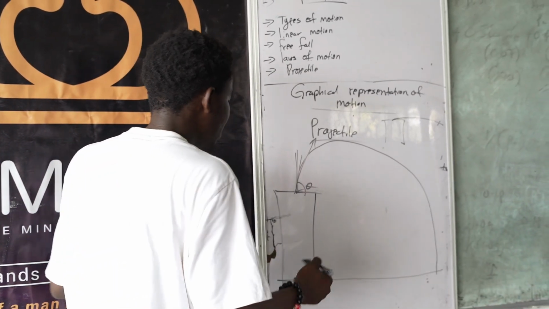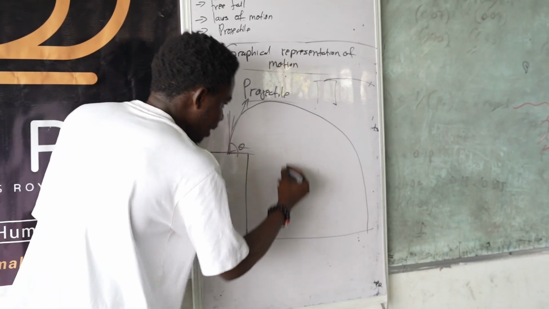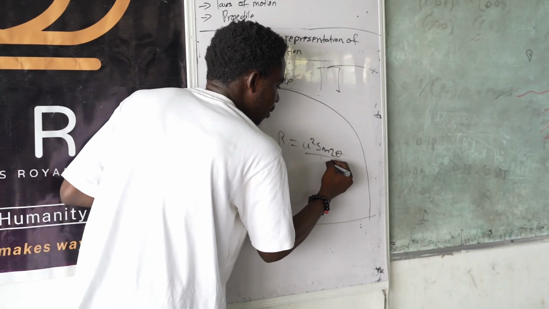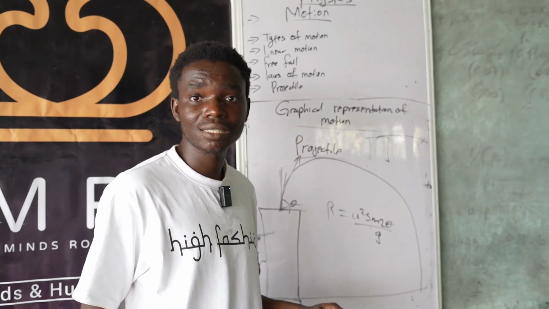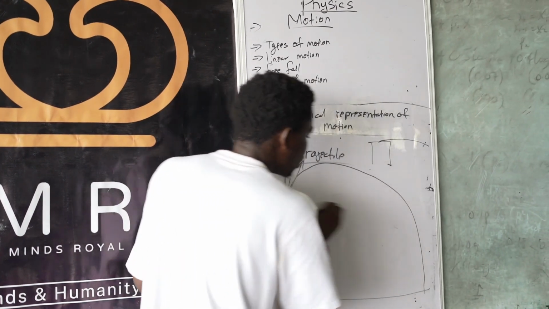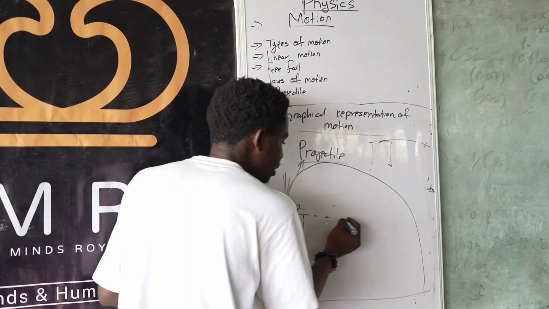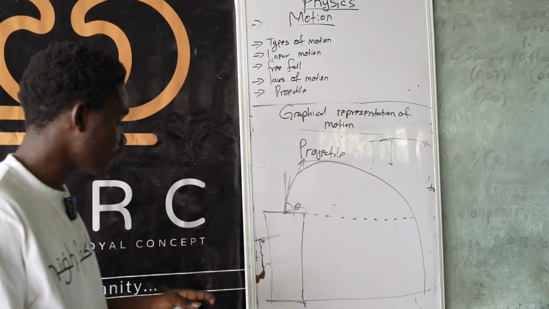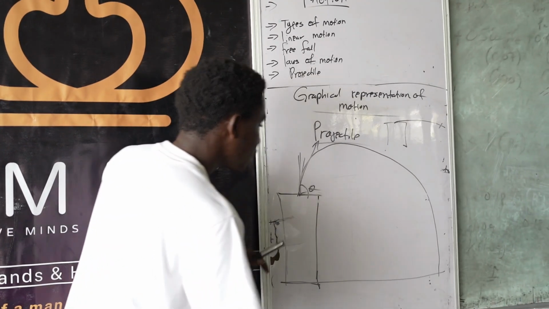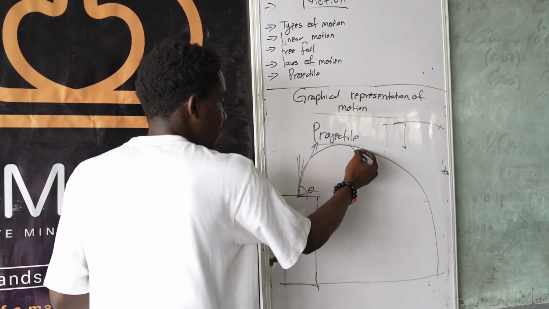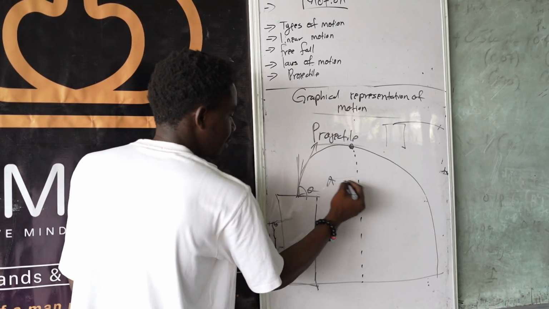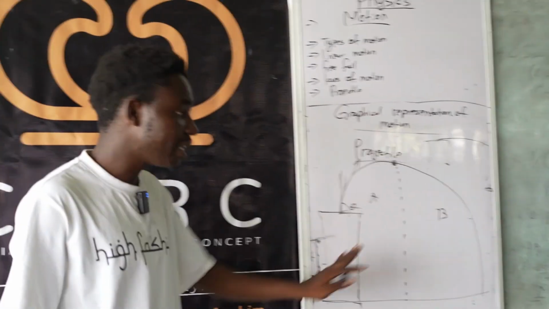If I have this kind of question, I must not rush to say that my range is equal to U squared sine 2 theta over g. If I do that, it's pure zero. I must be calm enough to split the whole journey into two different types of journey. The one I like using the most is to split it like this. The first part of the journey gets to the maximum height. This side is A, and this other side is B. It is very easy like this.